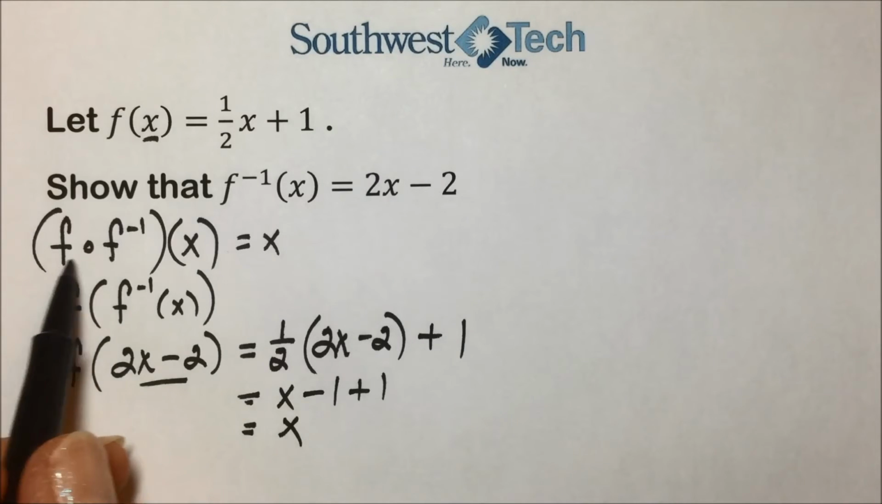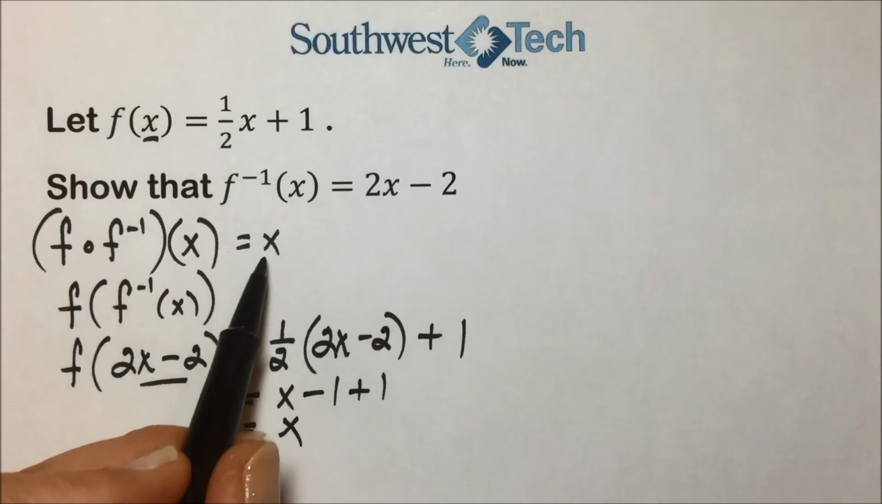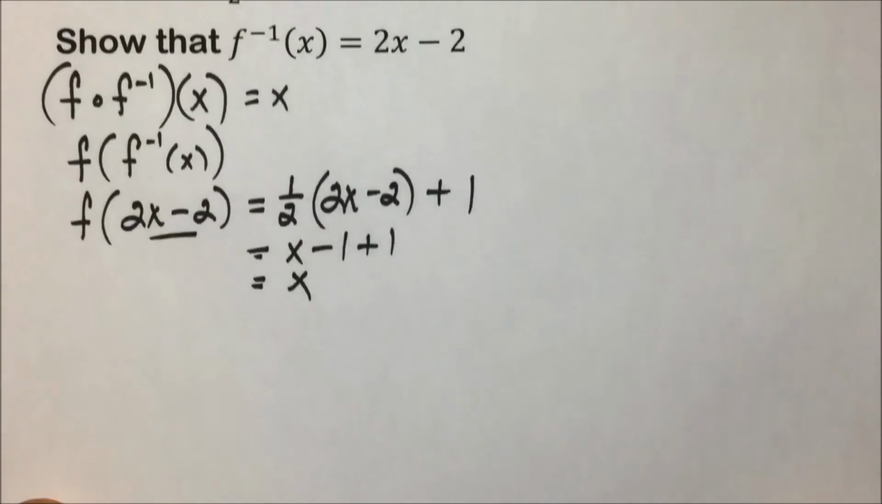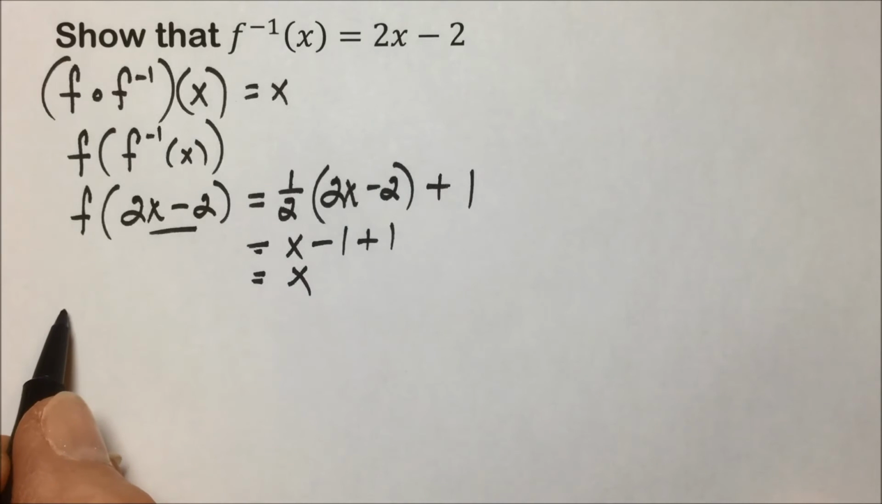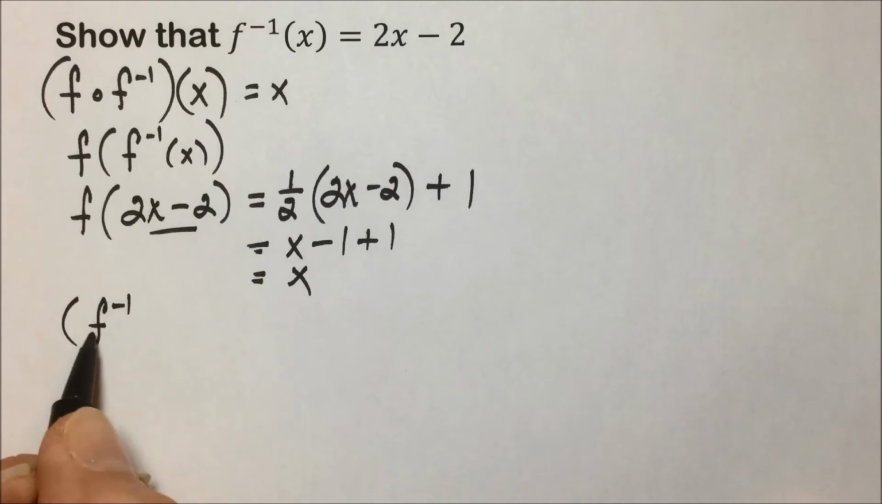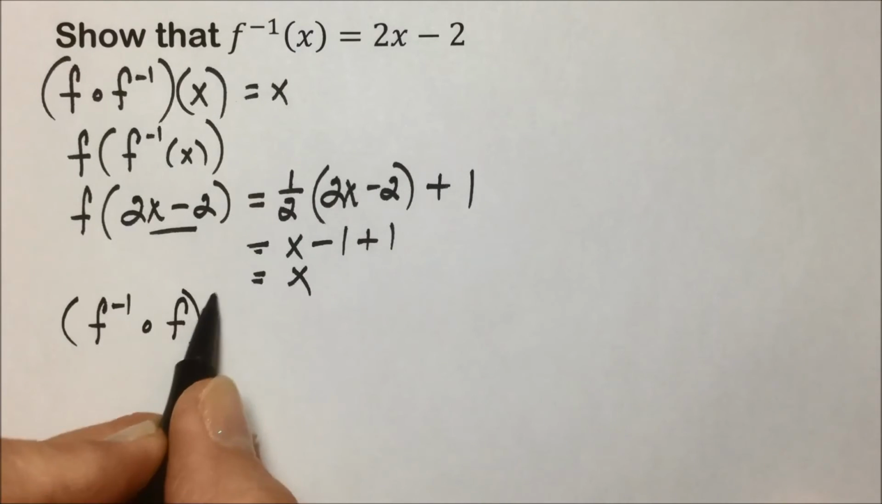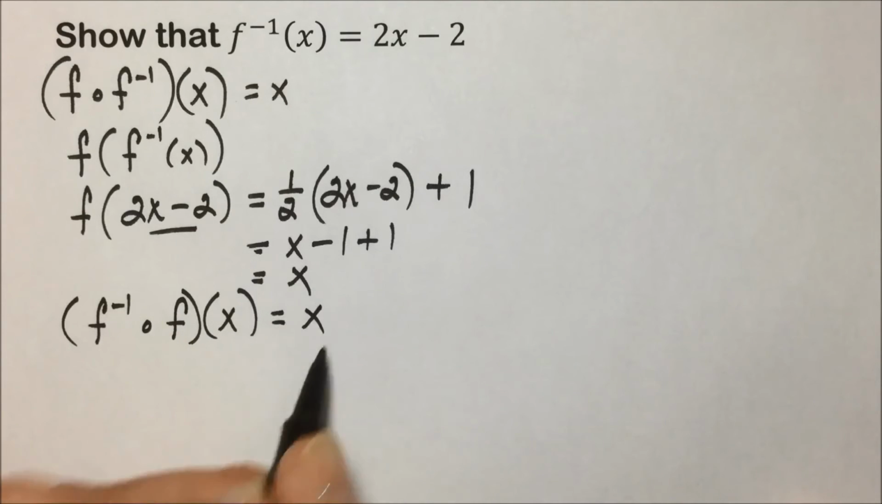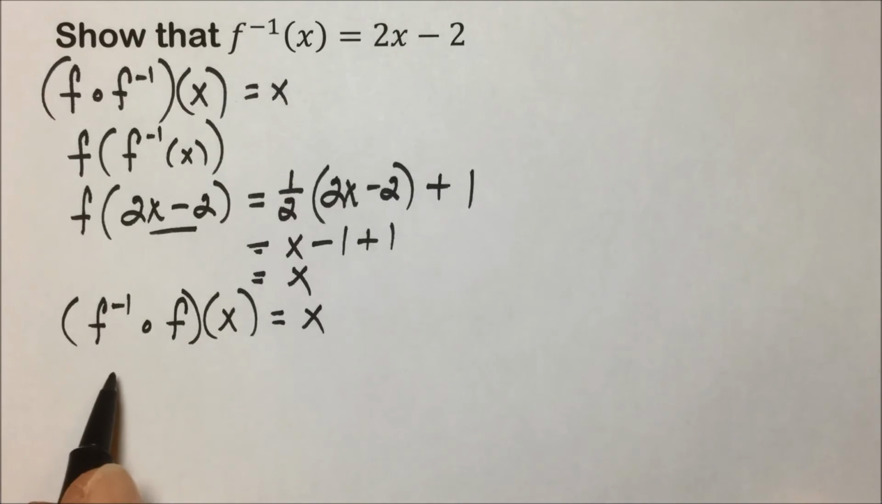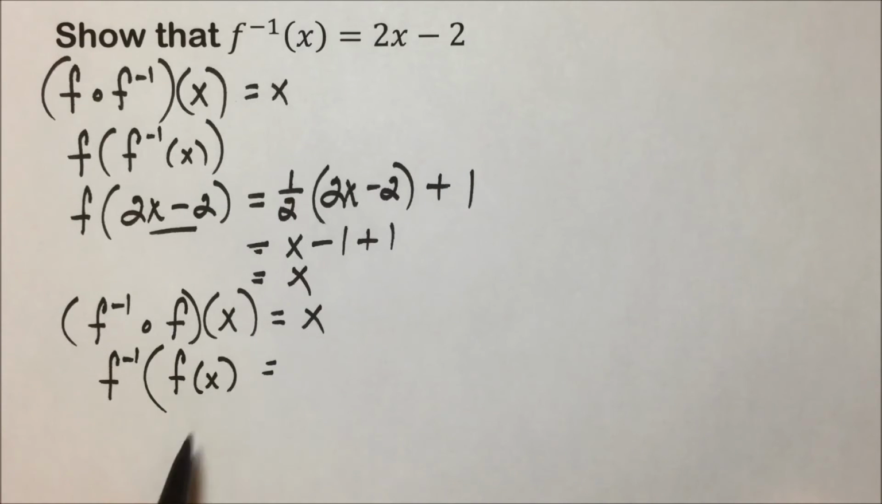We've shown that in fact, yes, the composition f of its inverse is equal to x, and the second half of the proof is the reverse order. The composition of the inverse function of f of x must equal x. To simplify on the left, we'll put an equivalence of this composition, the inverse function of f of x, and evaluate it.